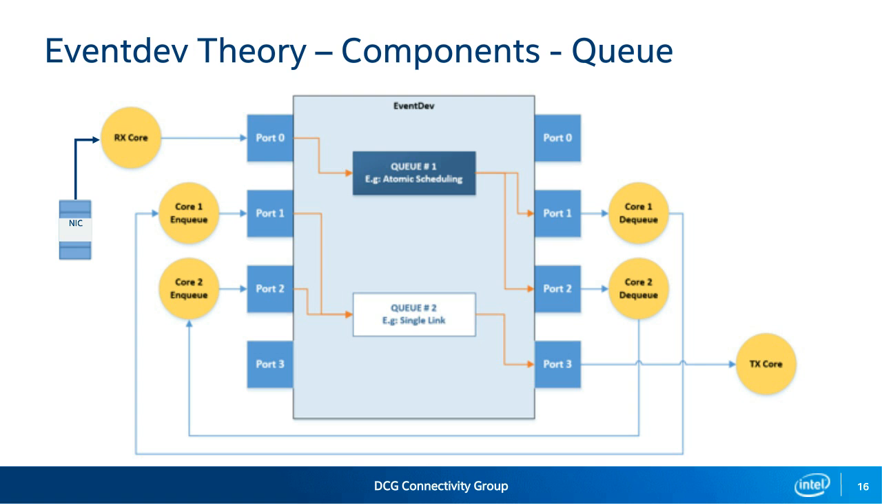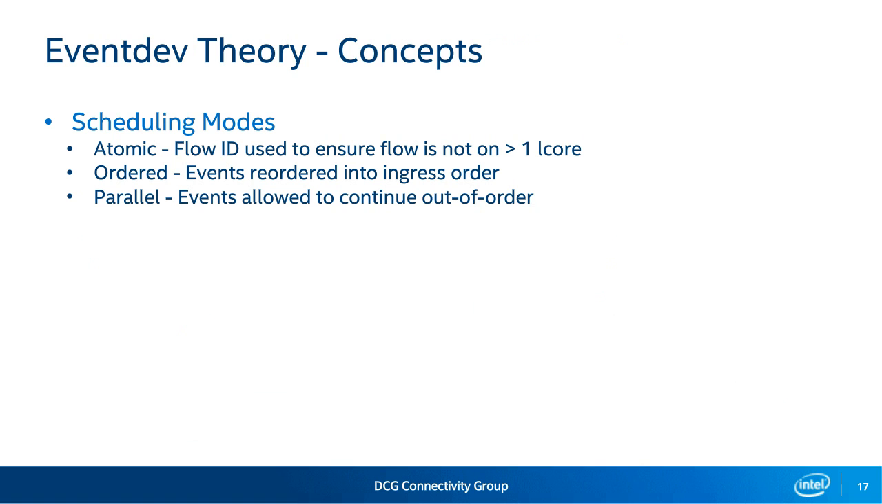So we already talked about this. This is the scheduling mode that we talked about. The event dev scheduler itself automatically ensures that if you call something an atomic queue, atomic flow, it's going to make sure not more than one logical core holds that event during processing. Within that, there is a little bit of nuance. We'll talk about that next.